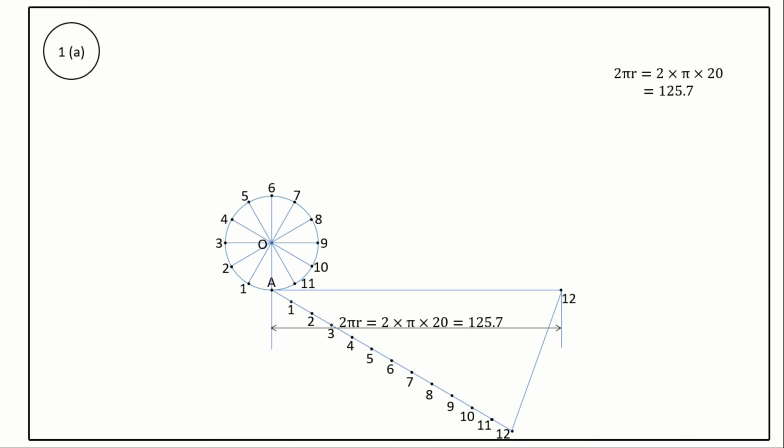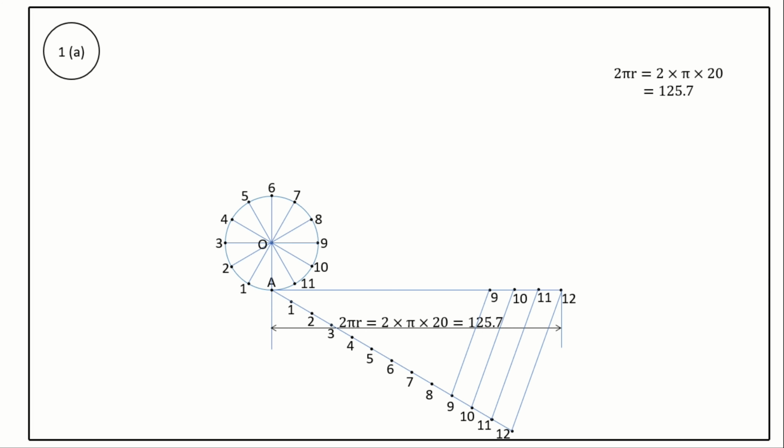Now, draw parallel lines to 12 line from point 11. This line cuts the horizontal line at point 11. Similarly, draw parallel lines from 10. This line cuts the horizontal line at point 10. Similarly, from point 9, draw parallel lines. This line cuts the horizontal line at point 9.